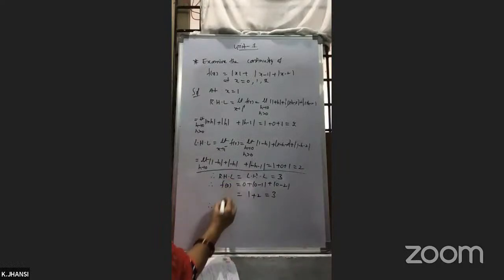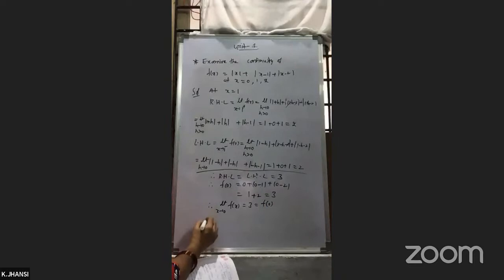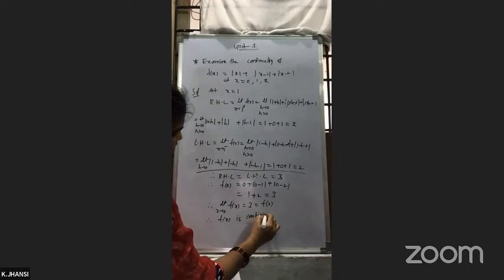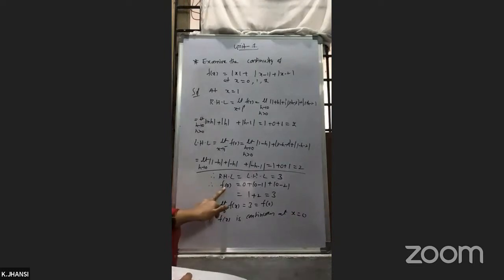So now, since limit x tends to 0, f of x value is equal to 3, is equal to f of 0. Therefore, f of x is continuous at x equals to 0. Okay, these steps we have missed. Compulsorily f of 0 should be there. Why? Because what is the definition of continuity? The continuity definition is: limit x tends to a, f of x should be equal to the f of a value. So that's why f of 0 value also we got 3. So these two values and these two. So write it like this.